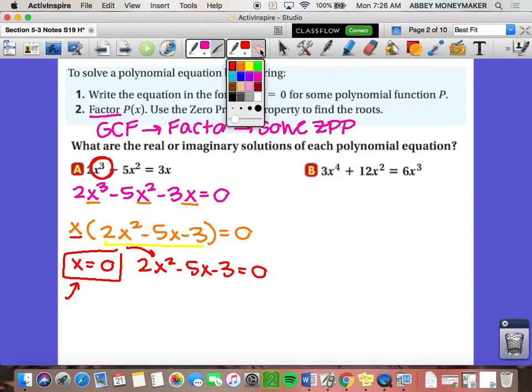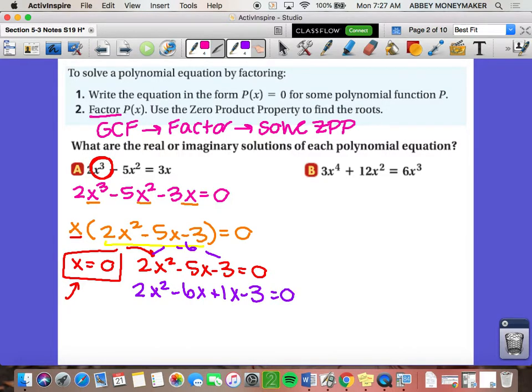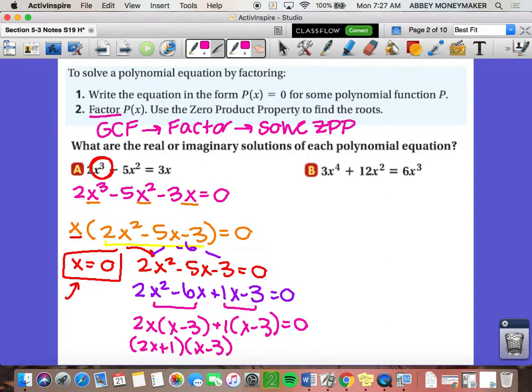So we're going to factor that quadratic using the AC method. 2 times negative 3 gives me negative 6. What multiplies to give me negative 6 and adds to give me negative 5? That would be negative 6 and positive 1. And then we can factor by grouping. Group the first two, group the second two. The first two have a 2x in common. That leaves me with x minus 3. The second set, they don't have anything in common, so I can always take out a positive 1, and that leaves me with x minus 3. So now I can say 2x plus 1 times x minus 3 is equal to 0.